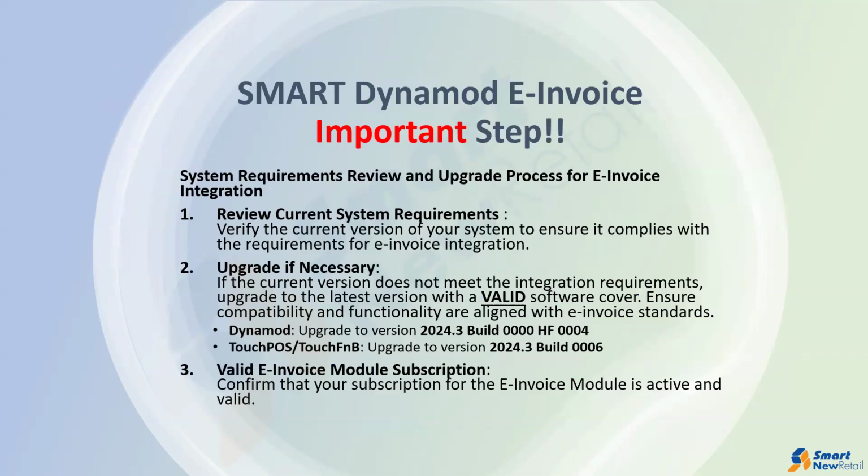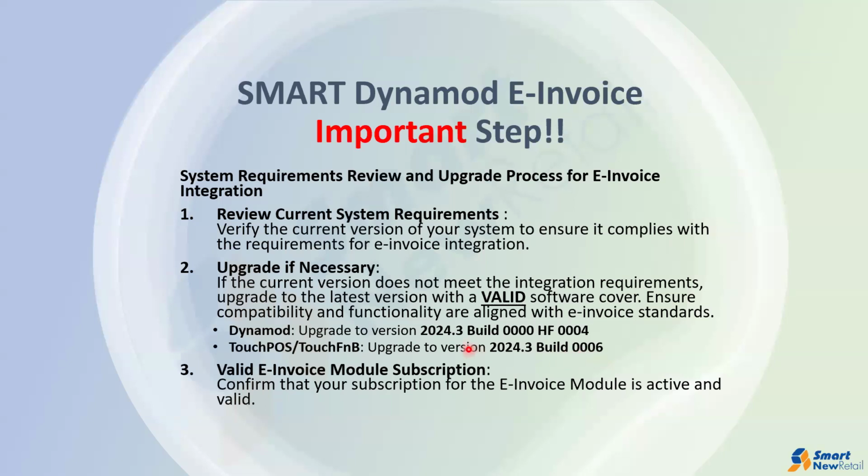Okay, some important information to share with you before you can start using the e-invoice. Something to take note of is to make sure you check your Dynamod version. It should be at least 2024.3 build 0, with at least hotfix 2, but hotfix 3 or 4 is best advisable. And for Touch Pro or Touch FMP, if you're using both, make sure it is at least 2024.3 build 6.